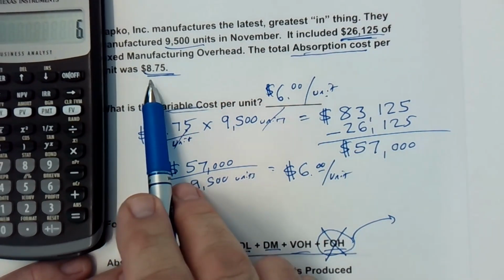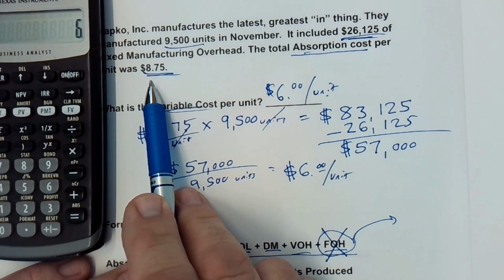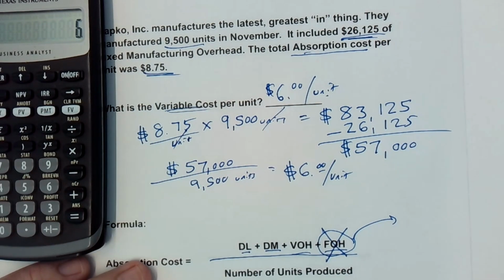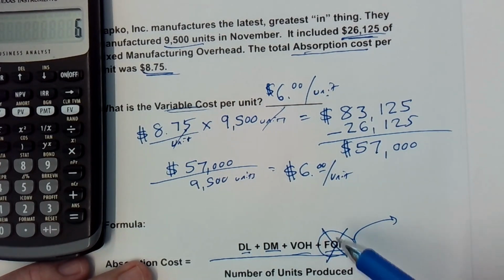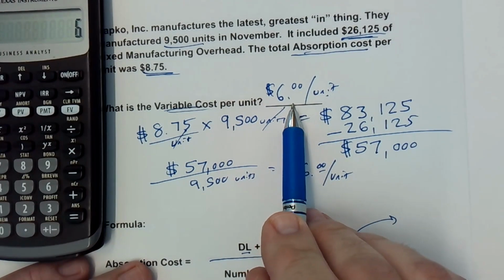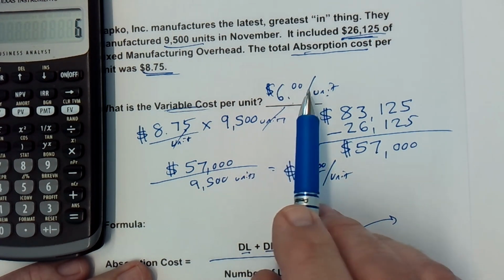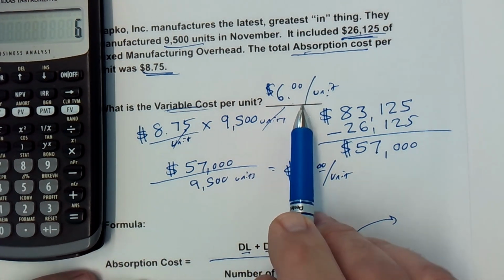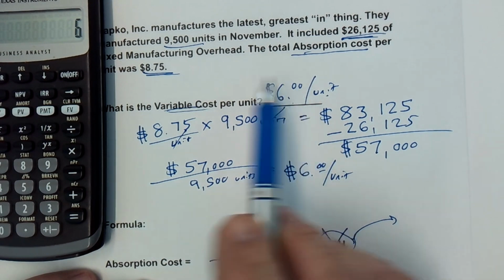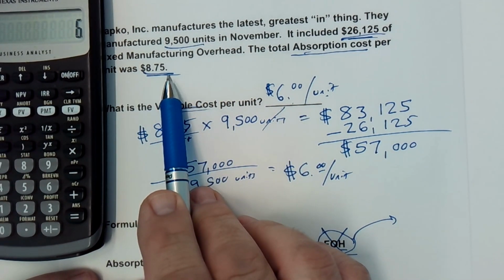So you can see our absorption cost per unit is higher, as we'd expect, because that includes the fixed overhead, and that is higher than our variable cost per unit, which is only $6 per unit. So our cost of goods sold when we sell these units will be lower here with variable cost and higher with the absorption cost.